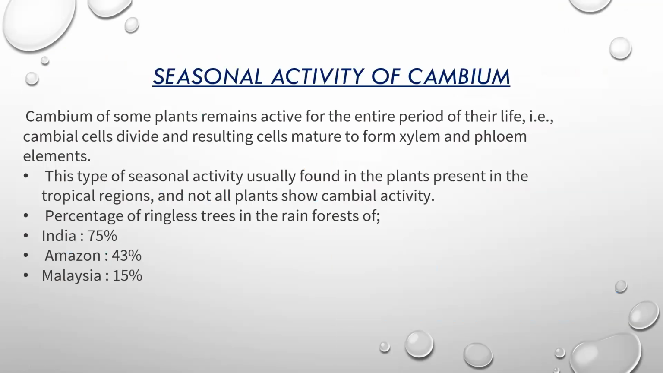So next one is seasonal activity of the cambium. Generally, the cambium of most plants remains active for the entire period of their life. The cambial cells divide and the resulting cells mature to form the xylem and phloem elements. But this type of seasonal activity is usually found in plants present in the tropical regions only, and not all plants show this cambial activity. The percentage of ringless trees in the rainforest is, in India 75%, in Amazon 43%, and in Malaysia 15%, that is ringless trees, where the activity is absent.